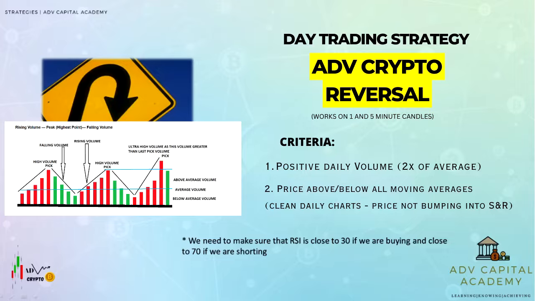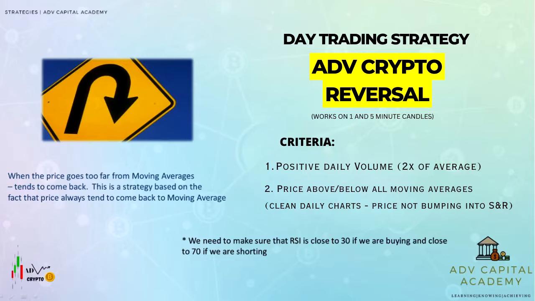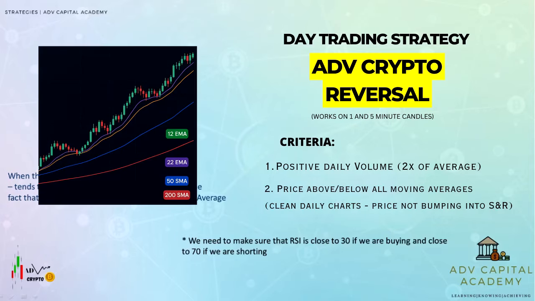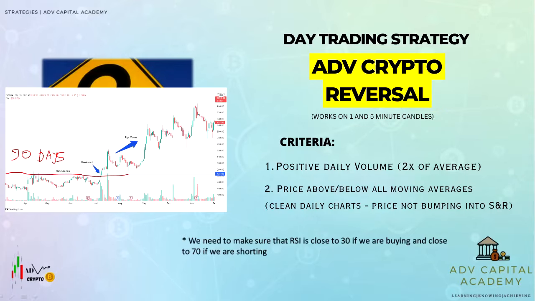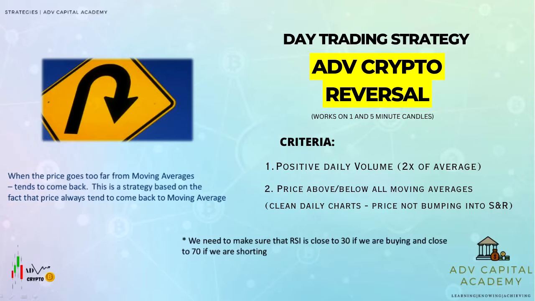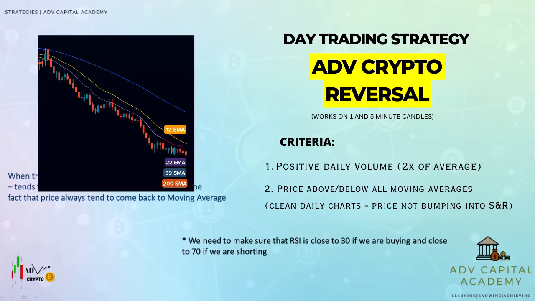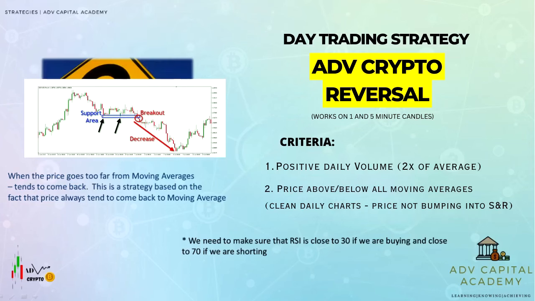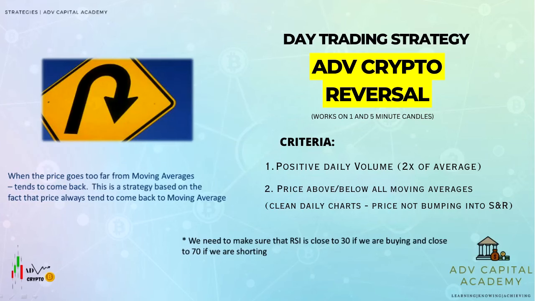The criteria is to have positive daily average volume and to have price above all moving averages or a 90 days breakout if we are buying, and price below all the moving averages or a 90 days breakdown if we are shorting. We also need to make sure that RSI is close to 30 if we are buying and close to 70 if we are shorting. This is an additional indicator that makes this strategy even stronger.